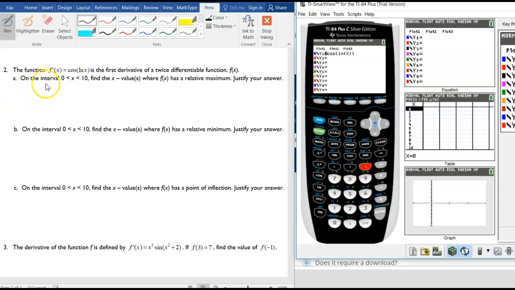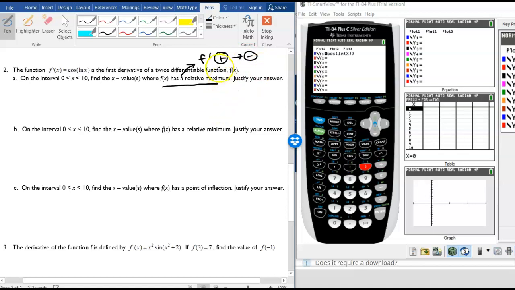Now it tells me on the interval 0 to 10, I want to find the x values where f has a relative maximum. So I know that that means I'm going to look for where f prime changes from positive to negative. So in other words, I need to find x-intercepts where I cross from above the graph to below, above the x-axis to below the x-axis.